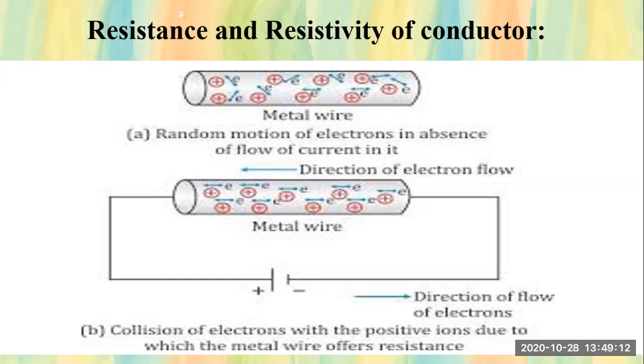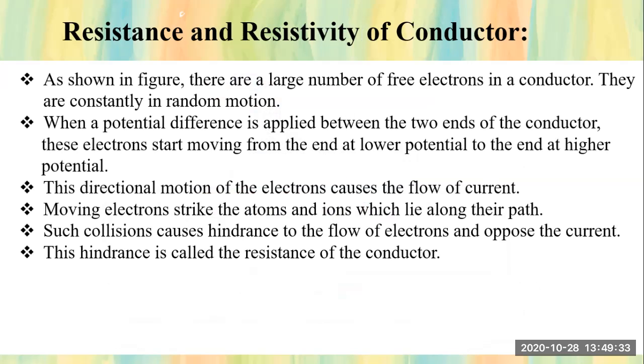There is a hindrance. As the obstacle occurs, the obstacle is nothing but what I told you, resistance. As there is a collision of electrons with the positive ions, what does this metal wire experience? It offers what? It experiences resistance. Resistance takes place. Okay, so this is the fourth point.